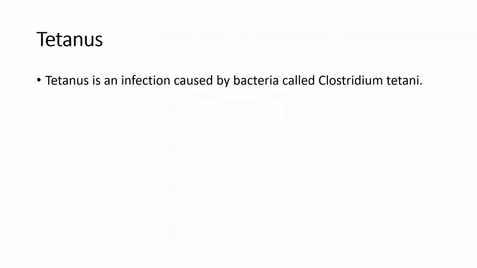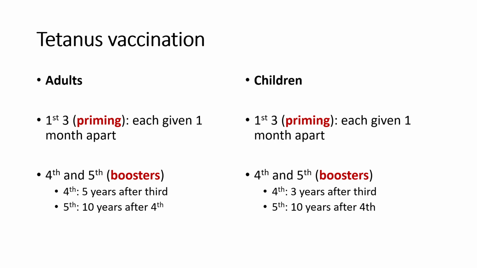Next, we move to tetanus caused by Clostridium tetani. Now, the type of prophylaxis a patient will receive will depend on the level of protection from vaccination the patient has and the risk of infection. Talking about level of protection, we talk about vaccination. There are 5 injections to be given. The first 3 are the priming injections, while the fourth and the fifth are the boosters.